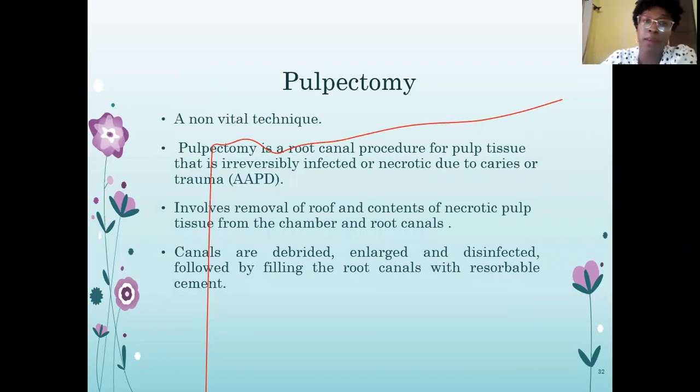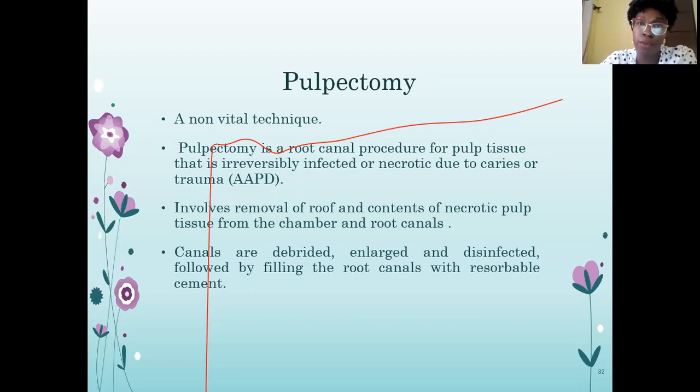Let's talk about pulpectomy. This is definitely a non-vital technique. We are aware of pulpectomy in permanent teeth, which involves actually removing the contents of necrotic pulp from the chamber and the root canals. So pulpectomy is a root canal procedure for pulp tissue that is irreversibly infected or necrotic due to caries or trauma. The canals are debrided, enlarged, disinfected, and then followed by filling the root canals with a resorbable cement.